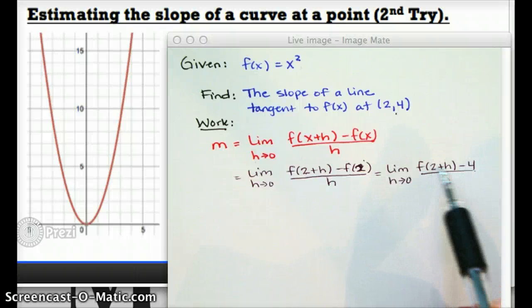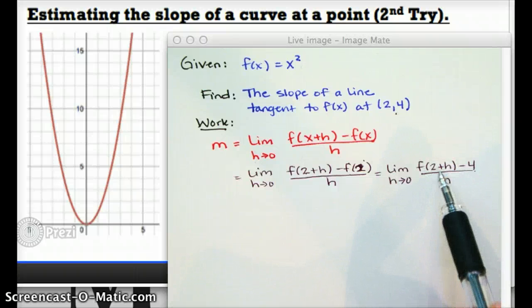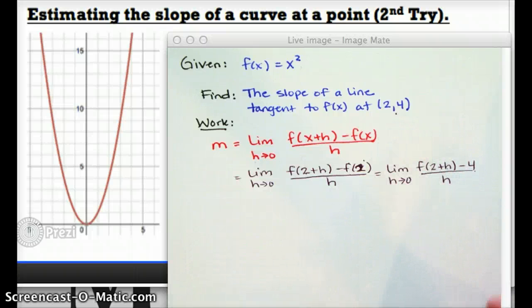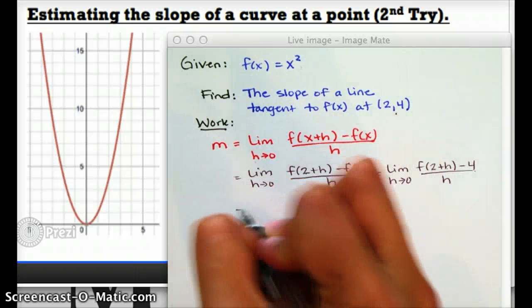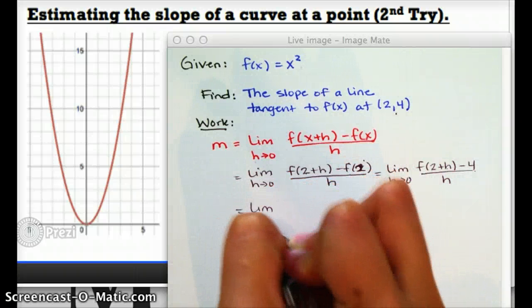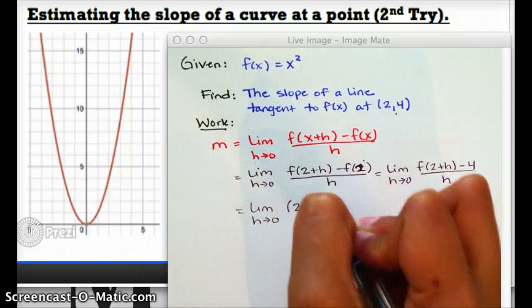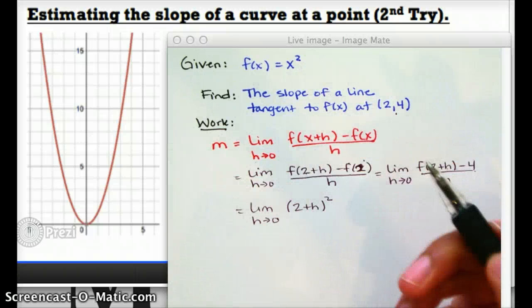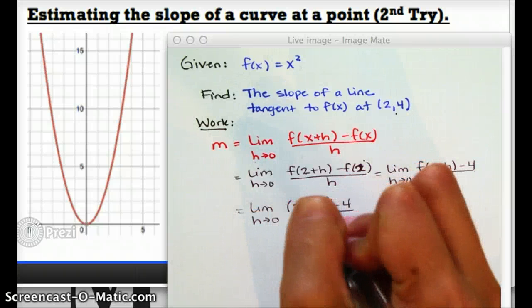Now, f of 2 plus h, that's a little bit harder. What does this really mean? Well, function notation, this is saying we're going to take 2 plus h, and we're going to plug it into the rule for the function. The rule for the function is x squared. So that would just be, and again, don't drop your limit here, that would be 2 plus h squared, where I substitute this in for x. And then, of course, it's minus 4 that's over h.